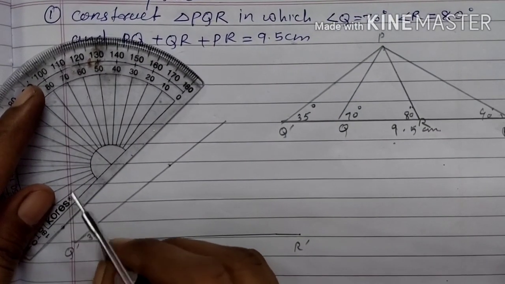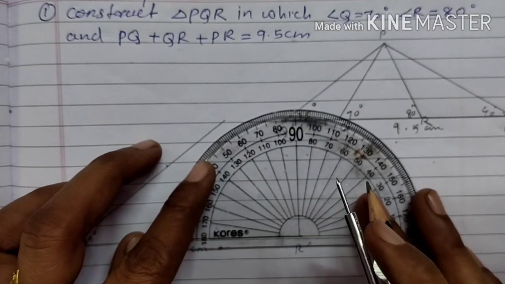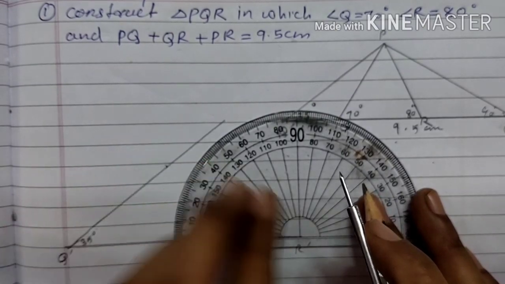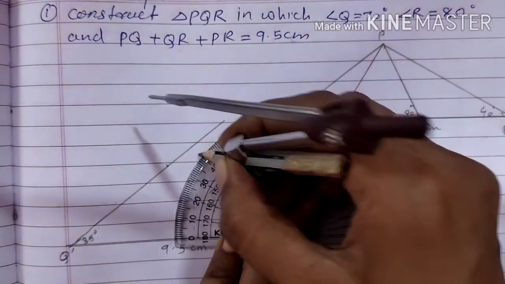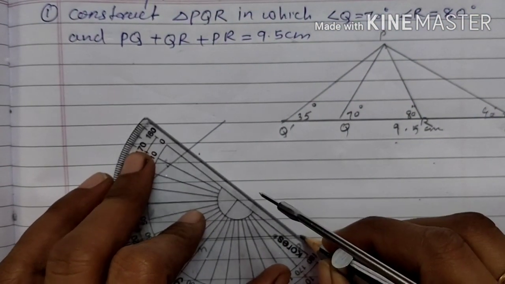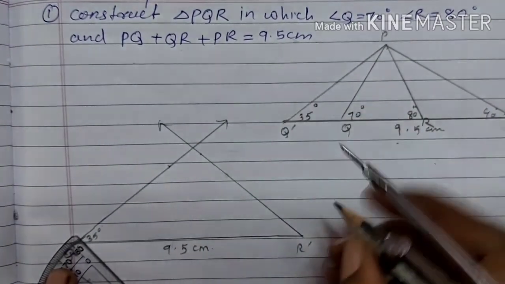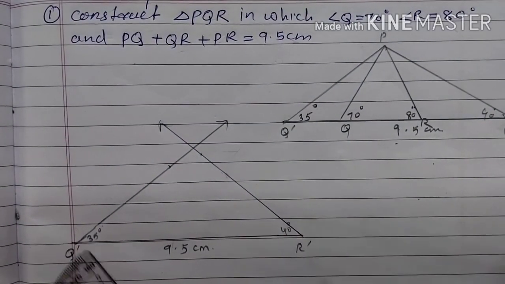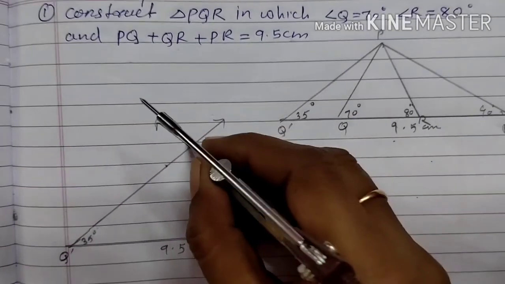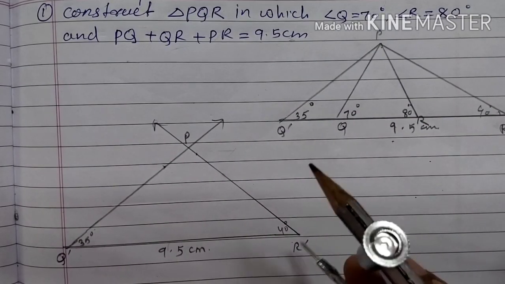This ray of angle Q dash is a 35 degree angle. Angle R dash is 40 degrees. By using the protractor, measure the angle at R dash and draw that ray of that angle. Now you get these angle rays, and the point of intersection of these angle rays is point P.